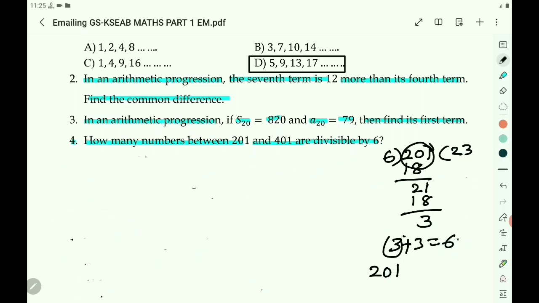201 means up to this plus extra 3 equals 204. So which is the first number divisible by 6 after 201? 204. 204 is the first number after 201 divisible by 6.